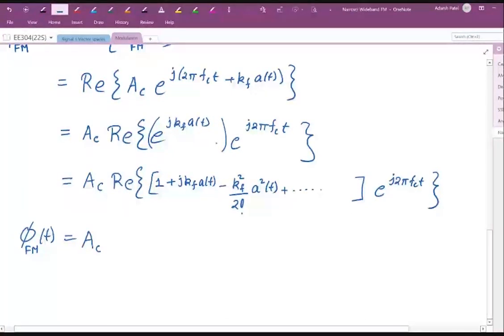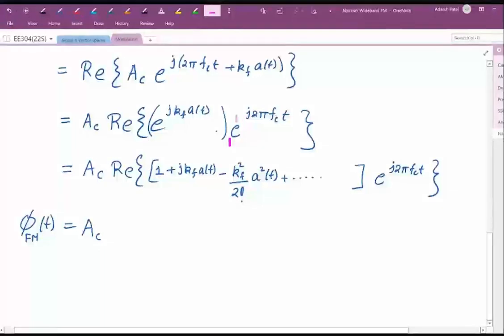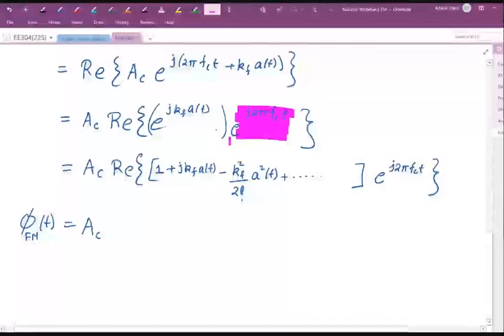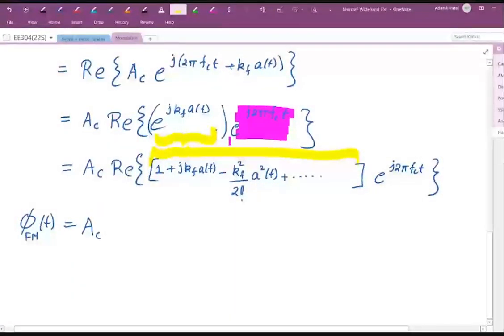Yeah. So there is going to be a negative in here. So that is fine. Now, if I want to multiply this e to the power j 2 pi f c t with the expansion of this term, which is this, and after that we take the real part of it.